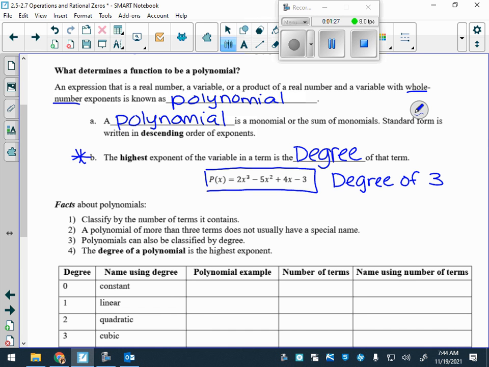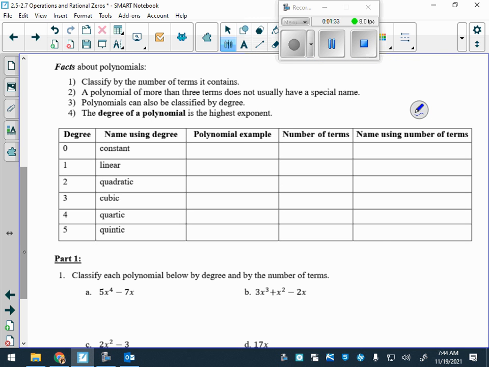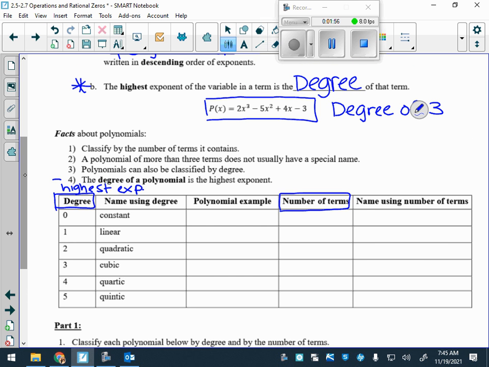But we also have names for these. Anytime it's asking to classify a polynomial, you're looking at two things: the degree, which is the highest exponent, and the number of terms. For example, the number of terms in this first example, how many do we have? 4. This would be 4 terms, and that will be a classification as well.